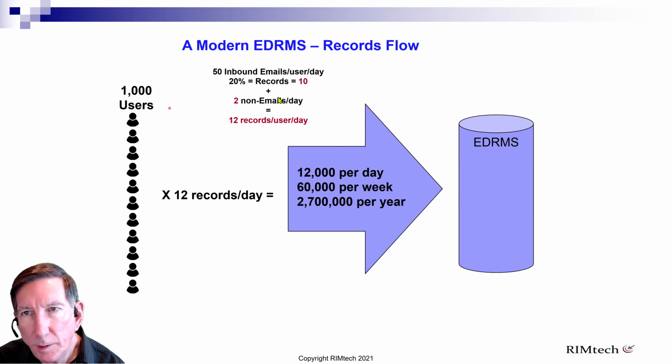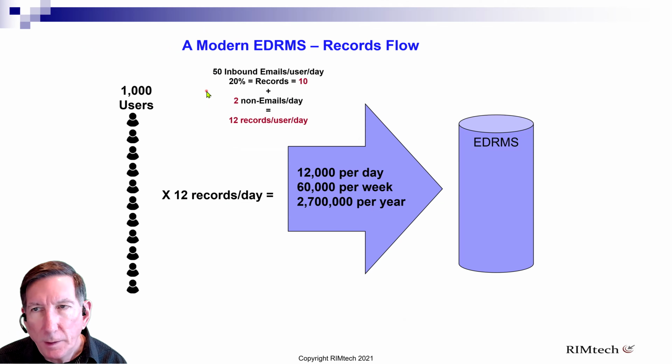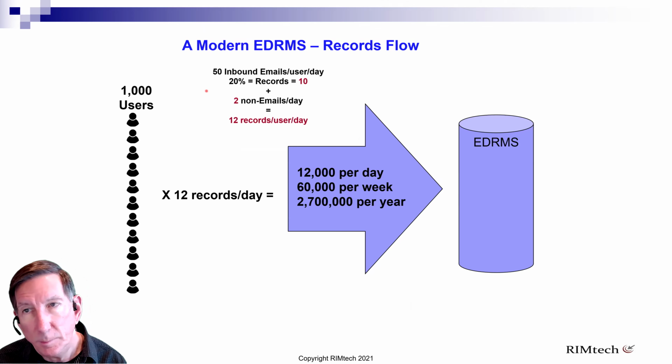And here are the numbers I promised you right here. Where did that 12,000 come from? Well, let's assume 1,000 users. We have found that a typical user receives 50 emails a day. And typically 20% of those qualify as records, which means 10 records a day. And 2 non-emails a day. What are non-emails? Those are documents that existed today that didn't exist yesterday, and they are not emails.